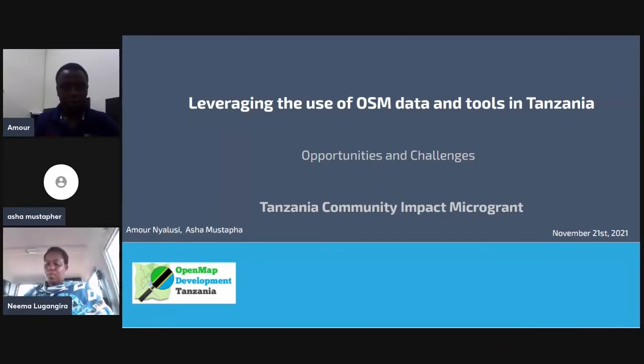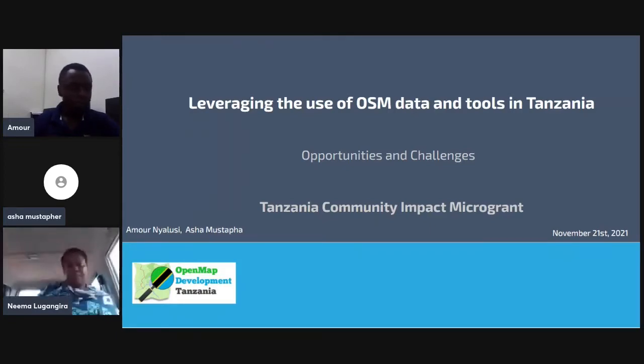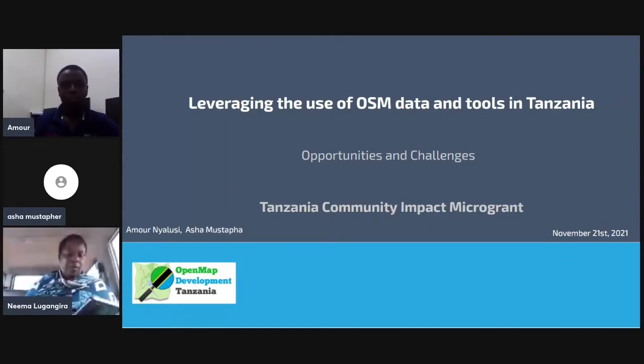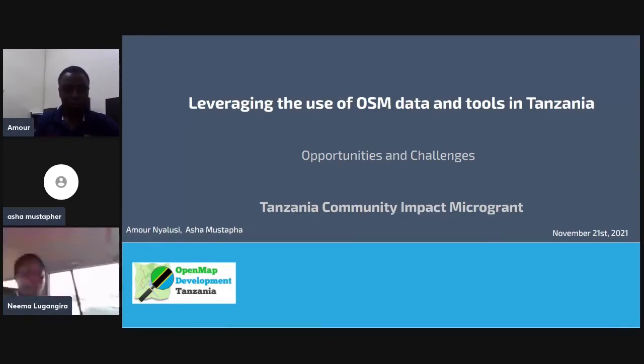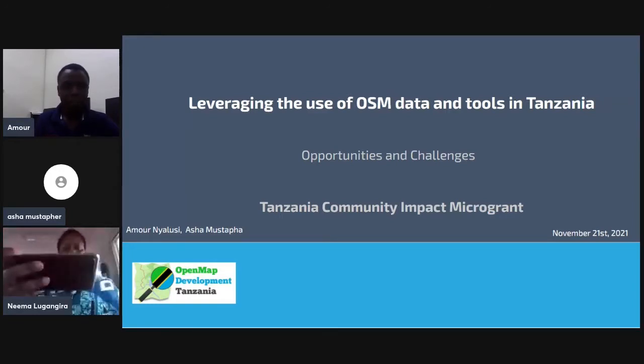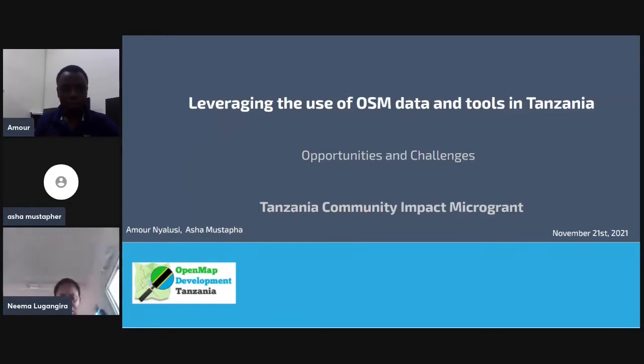We'll be talking about how the communities or non-government organizations in Tanzania are using OSM data and OSM tools in Tanzania. And basically we'll be mainly focusing on the recent project that OMDTZ received, which is the Tanzania Community Impact Microgrant.